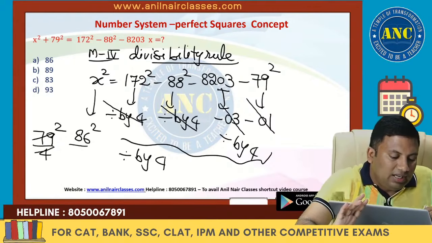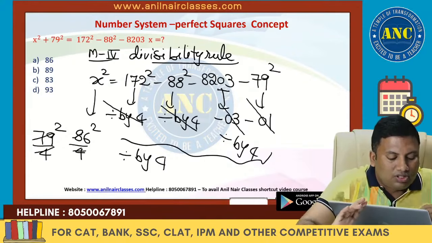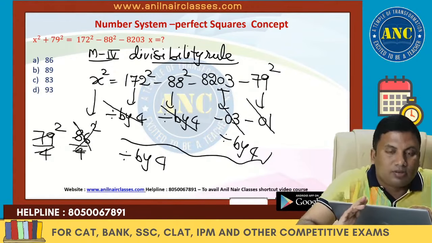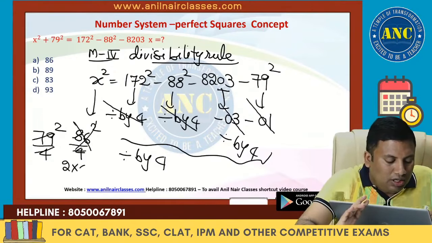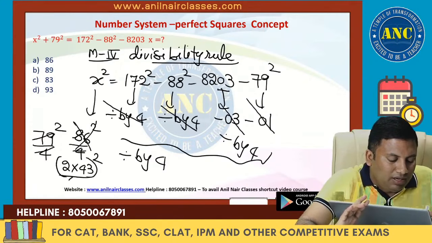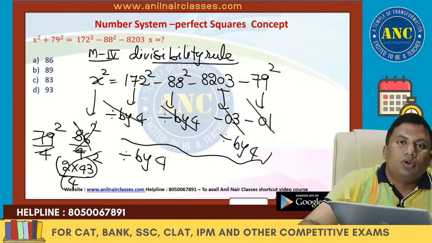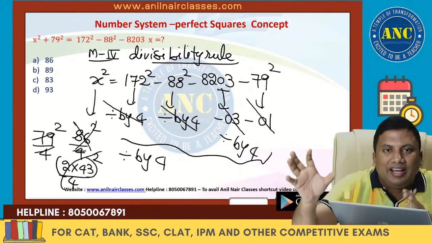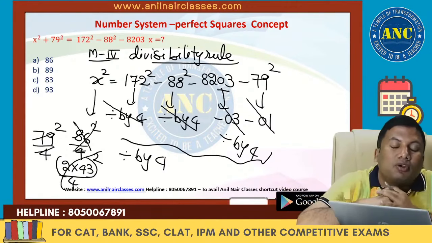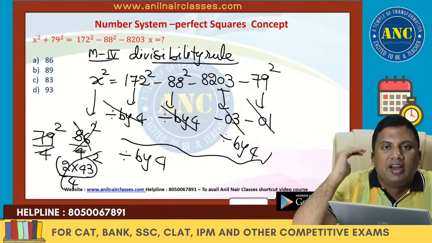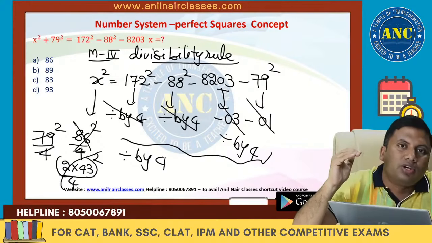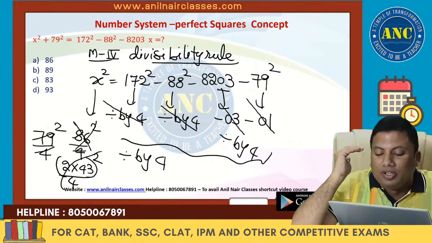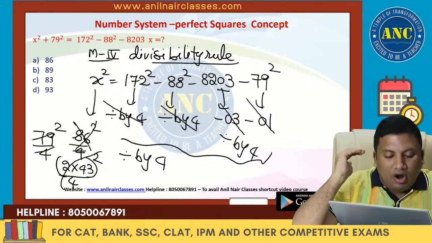86 square. 86 divided by 4: 4 2s are 8, 4 1s are 4, 4 21s are 84. 2 square. It is divisible by 4. You don't need to do all these. 2 into 43 square is divisible by 4. 2 square is 4. 4 into any number when divided by 4, the remainder is 0. I hope it is clear. One question, multiple angles of looking at that question. Because I wrote the heading that you can use unit digit, last two digits, you can use digital sum, you can use divisibility rule, you can use number tree, all the concepts I used.